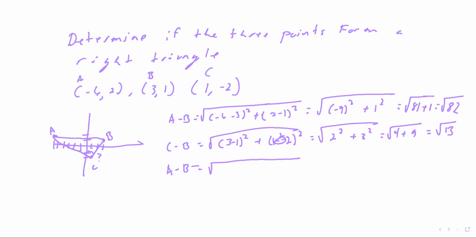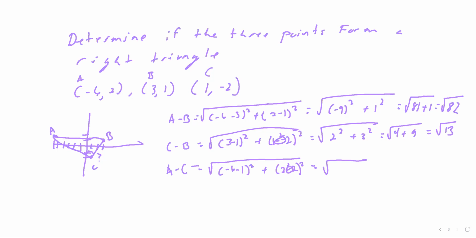This is A and B. This will be A and C. Sorry about that, guys. All right, A and C. So now it's going to be -6 minus 1 squared plus 2 minus -2 squared. Two negatives make a positive.